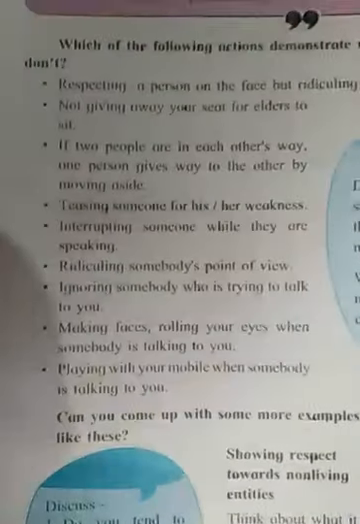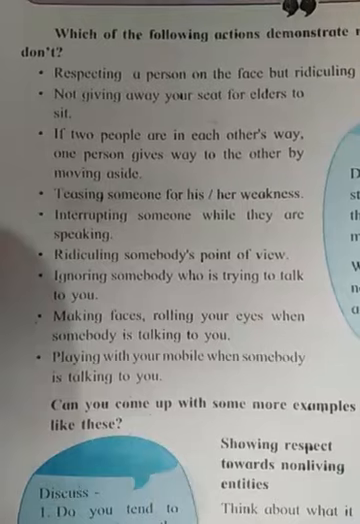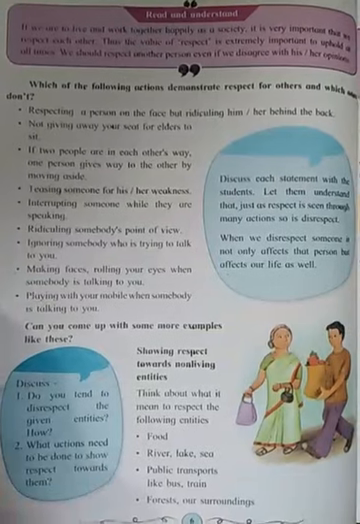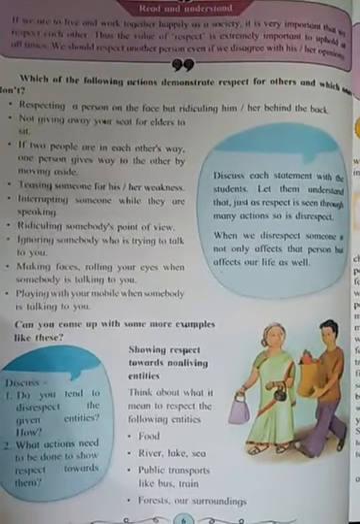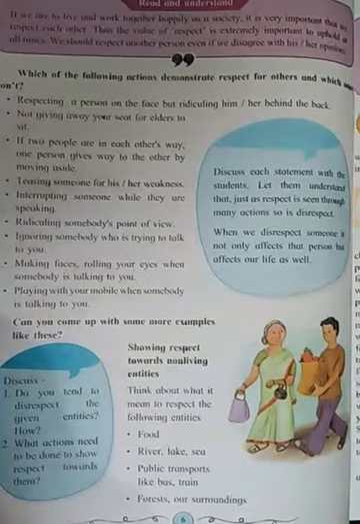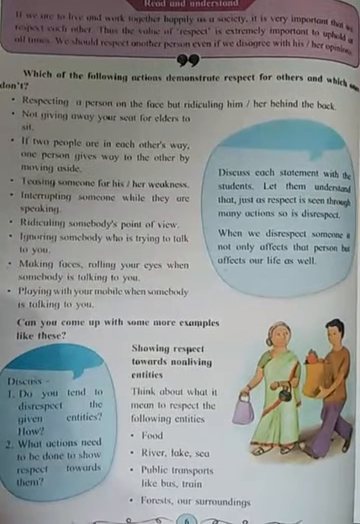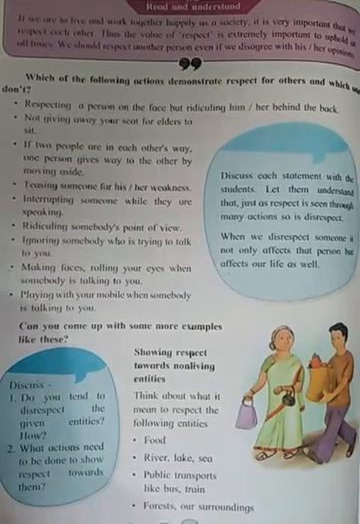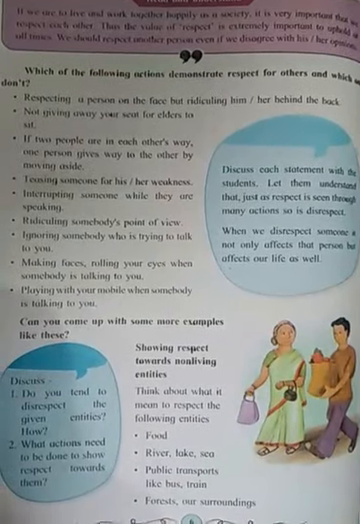Now, there are certain parameters given to you over here, asking which of the following statements show that you should respect or should not respect. For example, when two elder people are talking, should you interrupt or not? When an elder person is talking to you, you keep on making faces, rolling your eyes. Is that a sign of respect or not?